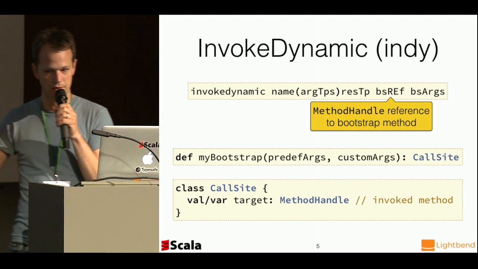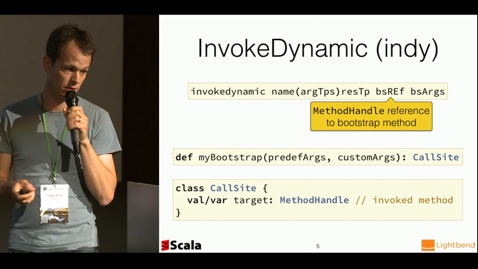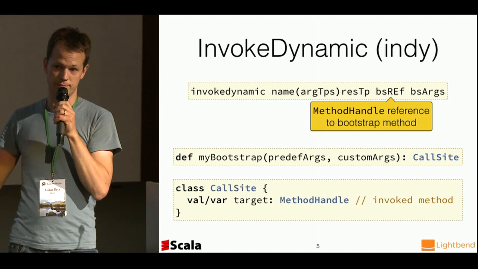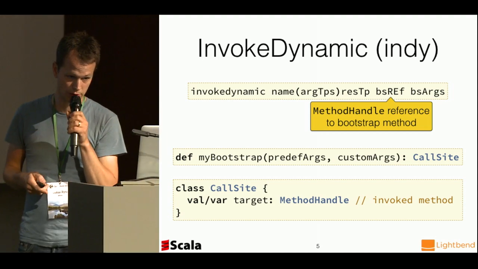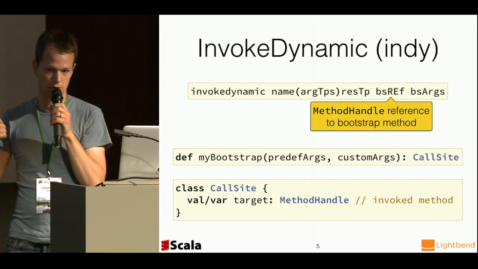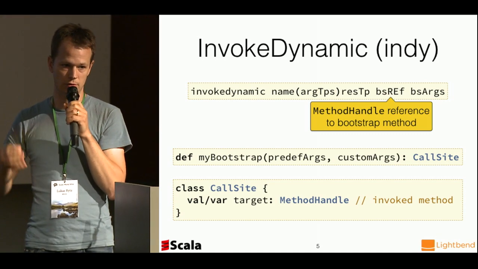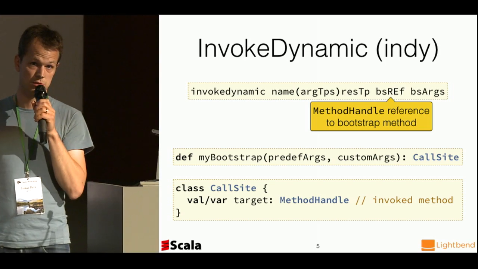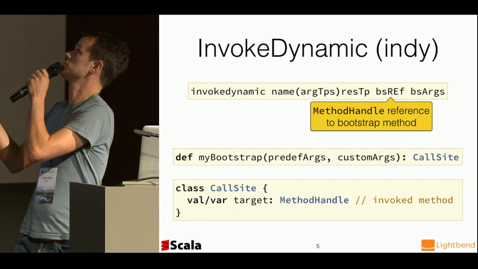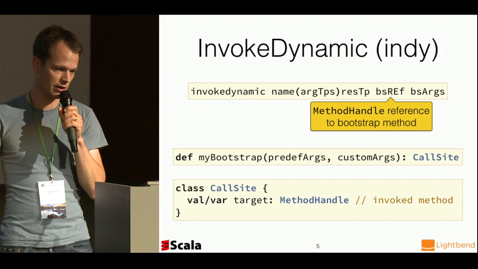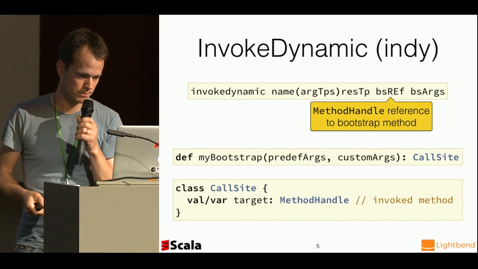It's just like a reflection reference to a method. So it's a method handle to the bootstrap method, and this is the method that will be executed on the first run. And then there are additional arguments that can be encoded into the Invoke Dynamic instruction, and those will be passed as arguments to the bootstrap method. This is customizable, so if you write your own bootstrap method, you can put your own stuff into these arguments.